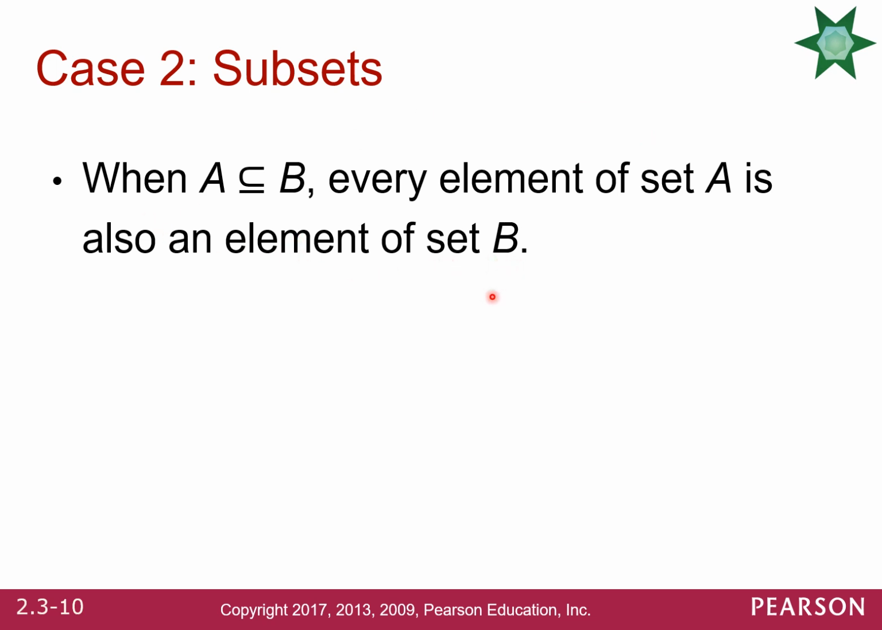Now they are not necessarily equal sets. Equal sets would mean that they had the same number of elements as well, but in subsets that's not the case. In subsets, B would be a larger set, would have a larger cardinality than A.